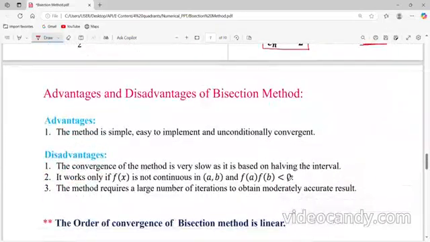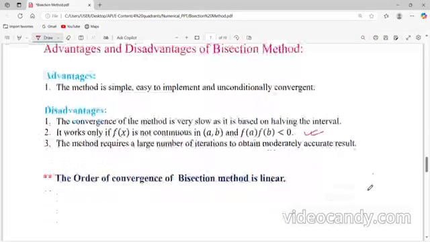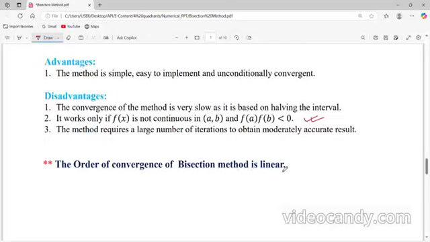Next are the advantages and disadvantages. The advantage is that the method is simple, easy to implement and unconditionally convergent. The disadvantage is that the method is very slow, as it is based on the halving of the interval, and it works only if f(x) is continuous in [a, b]. That means this condition must be satisfied, then we can apply the bisection method. The method also requires a large number of iterations to obtain a moderately accurate result. And the most important thing here is that the order of convergence of the bisection method is linear.